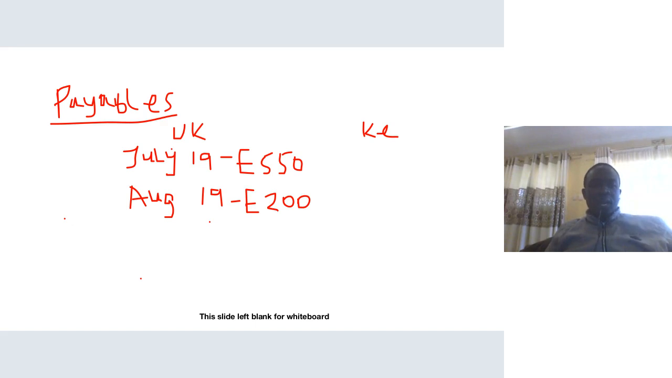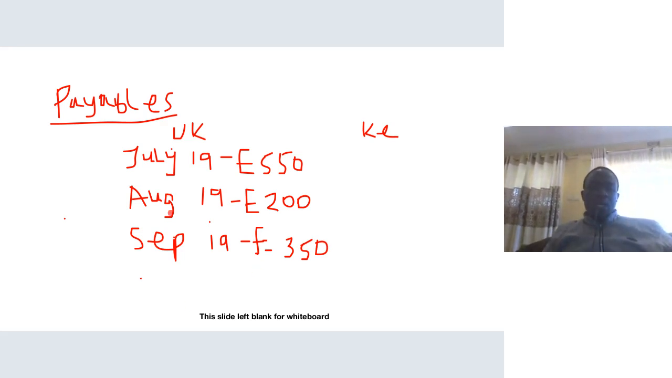Then we are told that the outstanding balance is paid at the end of the year. So we assume the end of the year is September 2019. The balance will be cleared. So that means the balance there will be 350. So this is what we have.